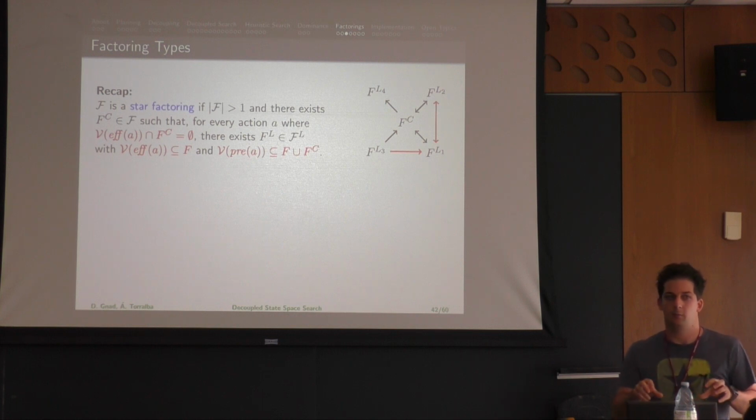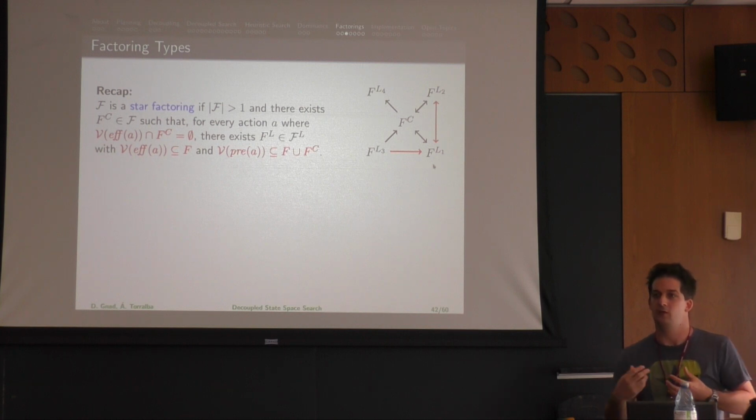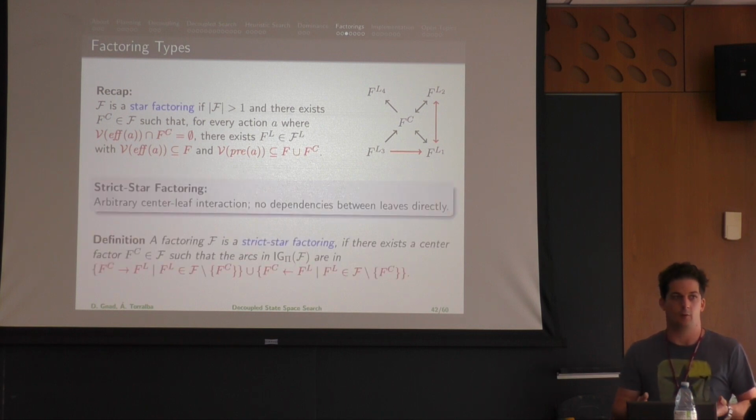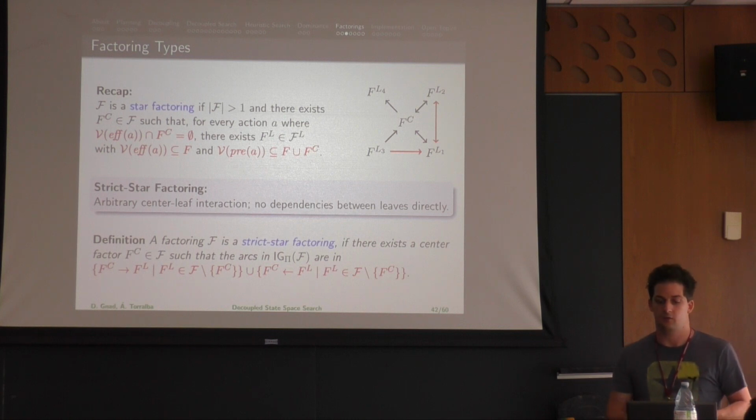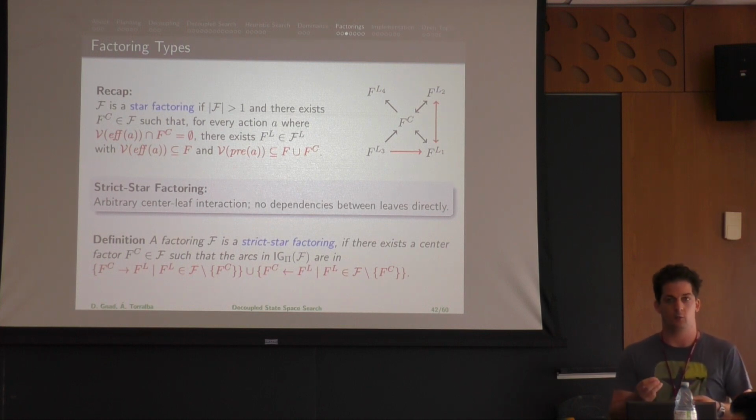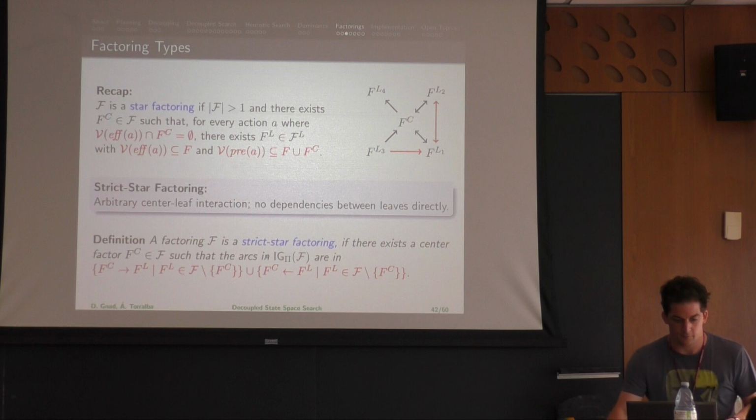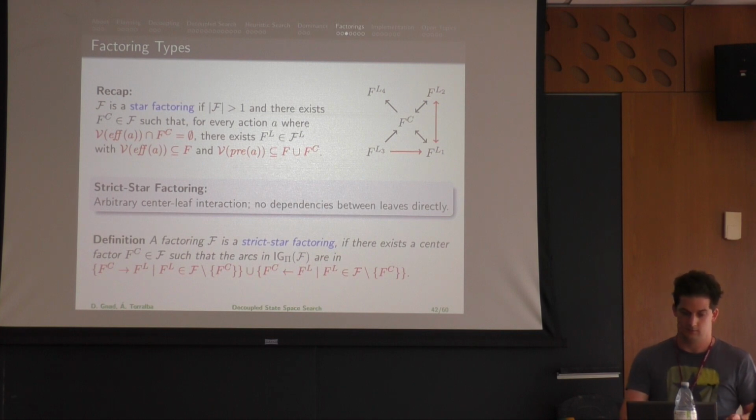So really the important point in decoupled search is the conditional independence, and by having such actions we introduce actually some dependencies between the leaves. So the question is, how much can it give us? And that's why in all our work so far we really focused on strict star factorings, where these red dependencies here do not occur. So we can have arbitrary interaction between one leaf and the center, but no interaction across leaves. So strict star factoring is a factoring where the transitions in the interaction graph are either from the center to a leaf, from a leaf to the center, or these bidirectional things. That's it.